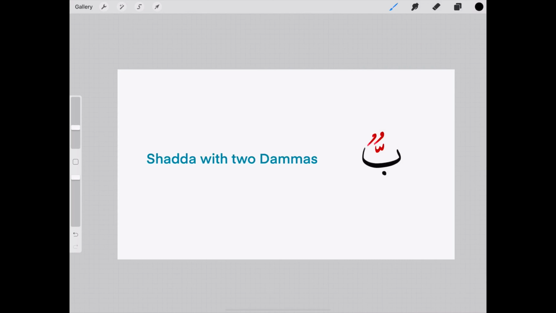The shadda with two dhammas, or shadda with tanween dhamma. How do you think it should look like? What do you think the pronunciation will be like? Try to figure it out on your own. Use some common sense. Bun. You have the emphasis by the shadda, and then you have the tanween or two dhammas. You keep the first short vowel dhamma, and the second is turned into an n, so it becomes bun, bun, bun.